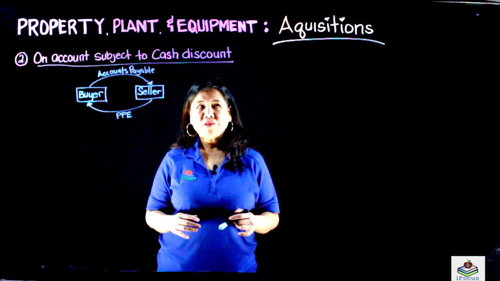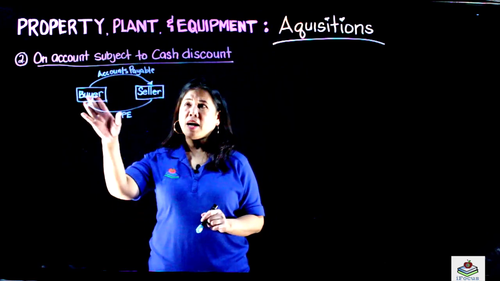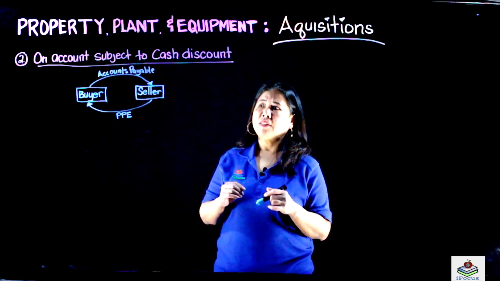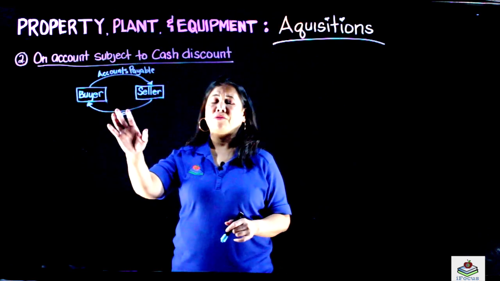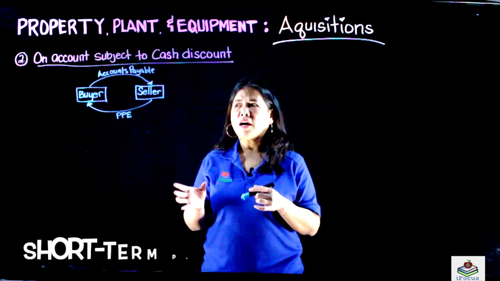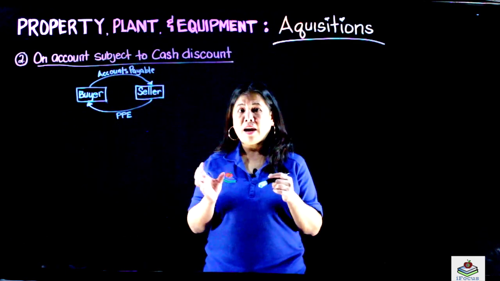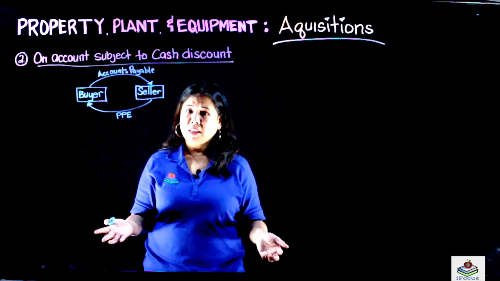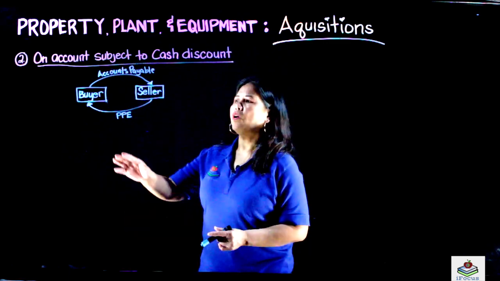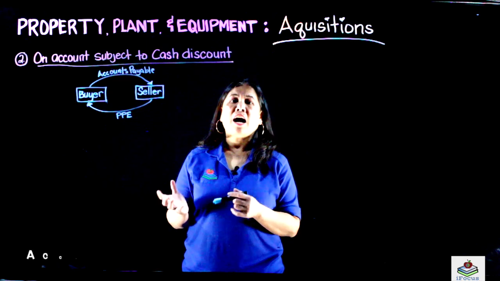Right, another way of acquiring PPE or property, plant, and equipment is on account subject to cash discount. So dito, si buyer, uutangin niya ngayon ang PPE from the seller. Sa on account, short period of time lang ang utang ni buyer kay seller. That's why gagamitin natin ang ating accounts payable, example 30 days lang or 60 days lang, itong utang ni buyer kay seller. So on the books of the buyer, i-record natin yan as accounts payable.